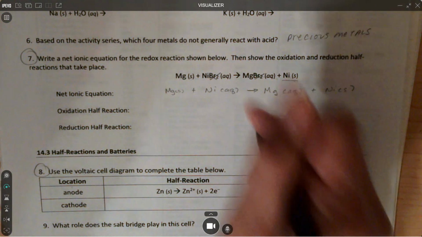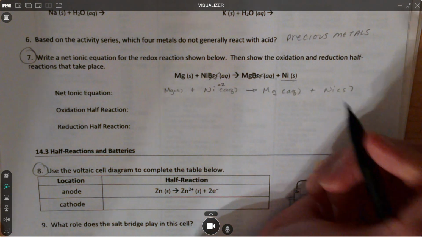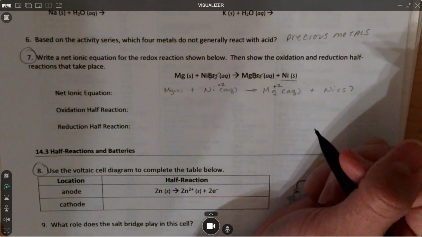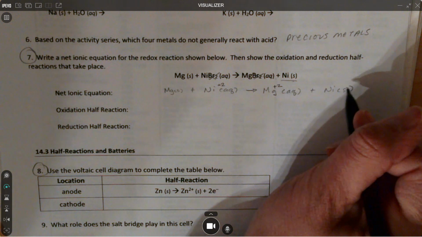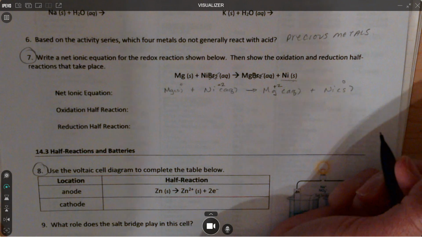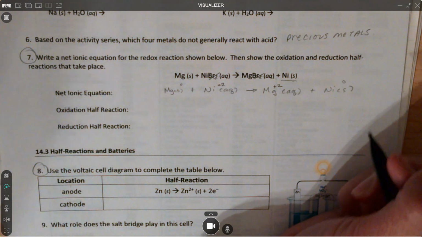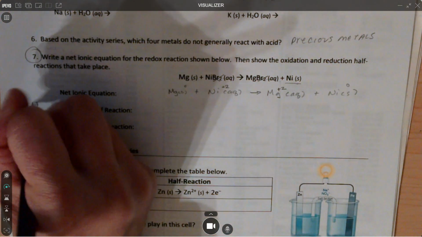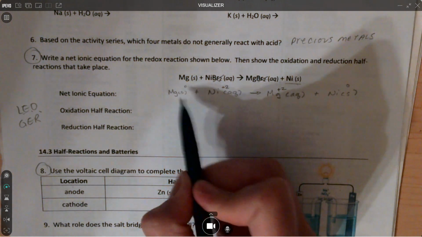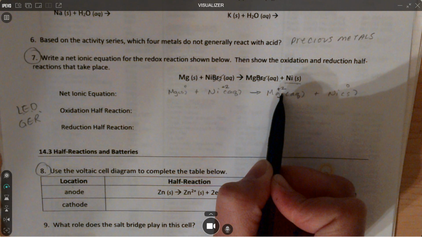Now I'm going to put the charges up on these, so you have to remember to put the charges. Nickel makes a +2 charge. Magnesium makes a +2 charge when it's in its aqueous state. And these are solids, so they're not going to have a charge, no oxidation state. So their oxidation state is going to be 0. All right, we're going to create half reactions, figure out which one's oxidized, which one's reduced. In case you forget, always write down LEO GER. Lose electrons, oxidize. Magnesium goes from a 0 to a +2, becomes more positive, so it lost electrons.